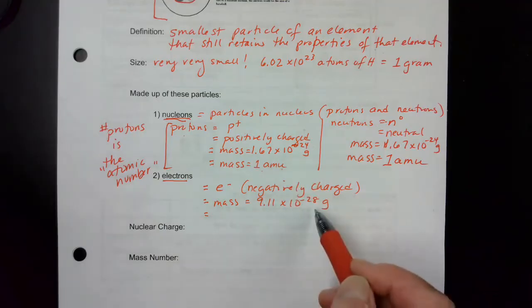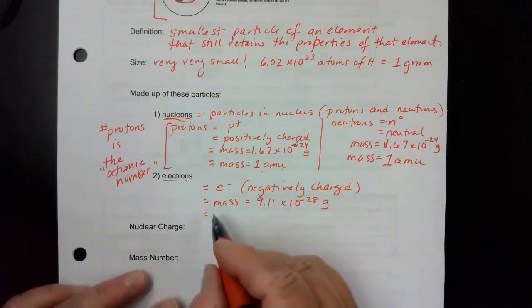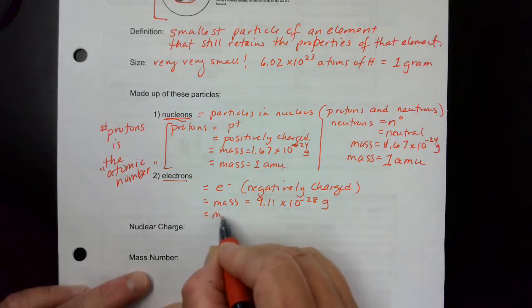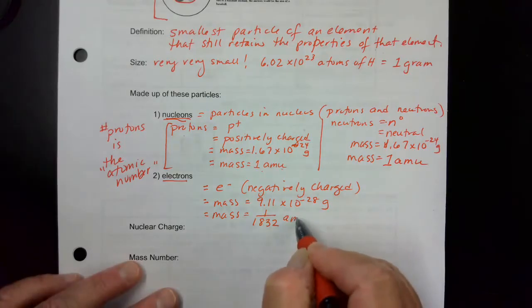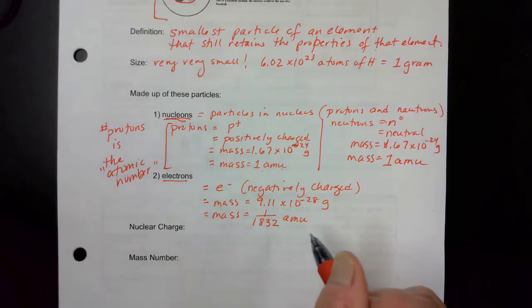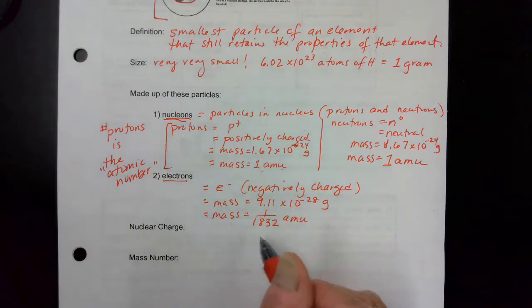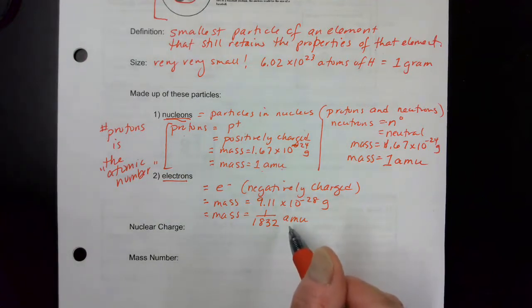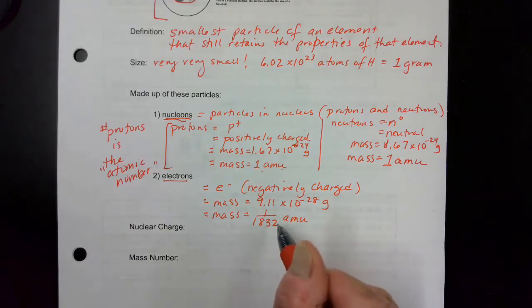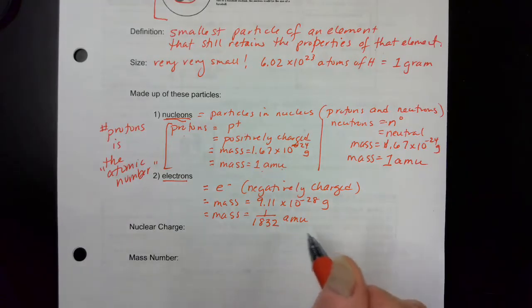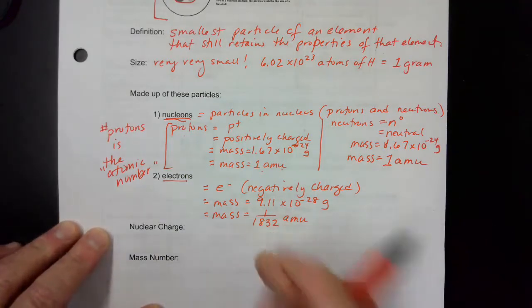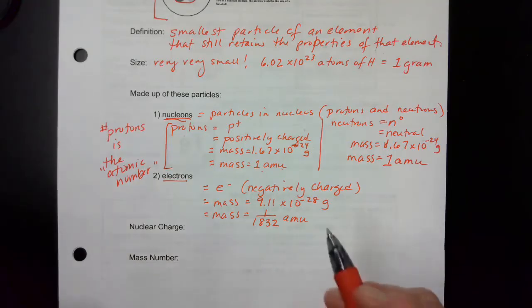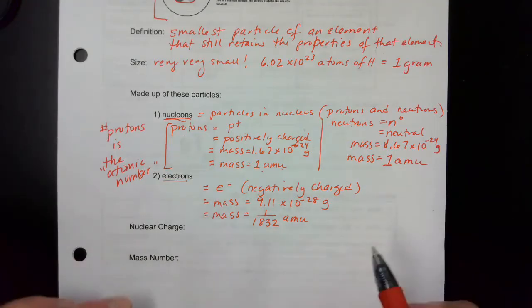But this mass of an electron is significantly smaller than the mass of a proton or a neutron. So we say that it has a mass of 1 over 1,832 of an AMU. It's almost 2,000 times smaller than a proton or a neutron. The mass of an electron is so small compared to a proton or neutron that it does not really contribute to the overall mass of an atom. We say that the mass is fairly insignificant to the atom. The mass of an electron is just too small.